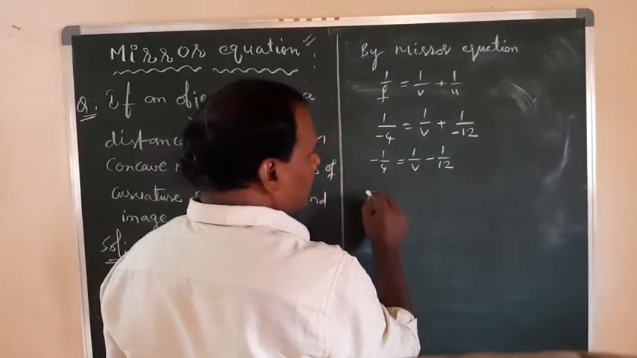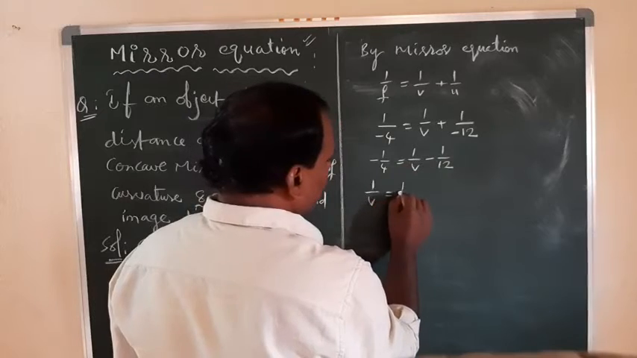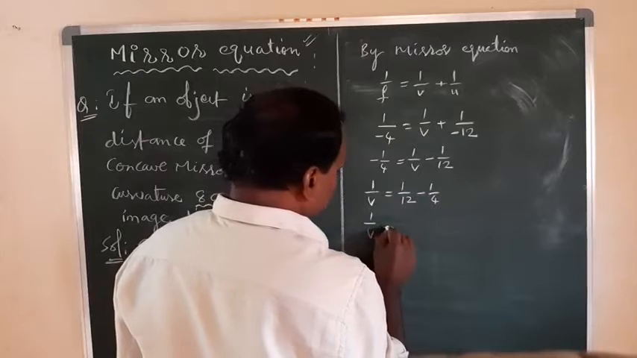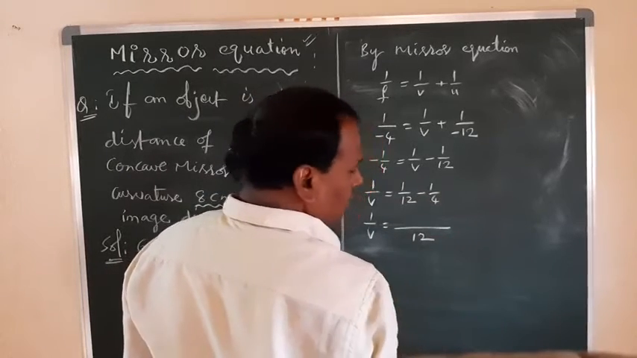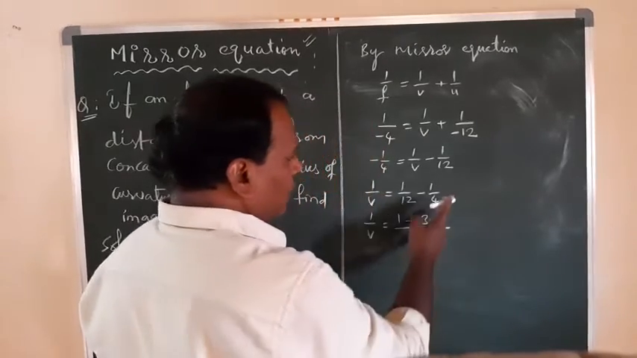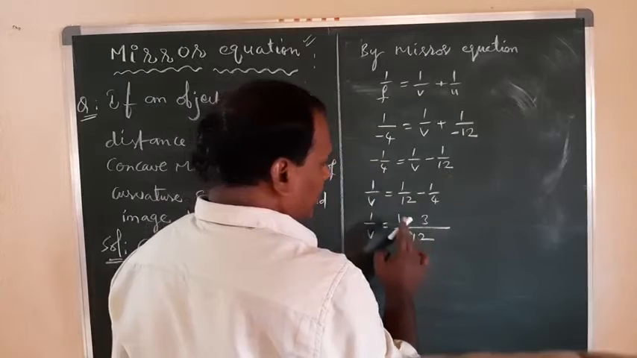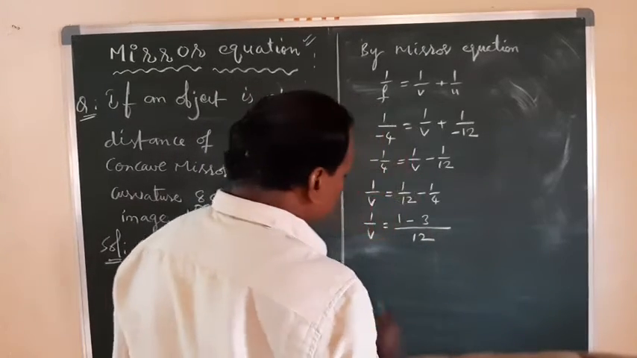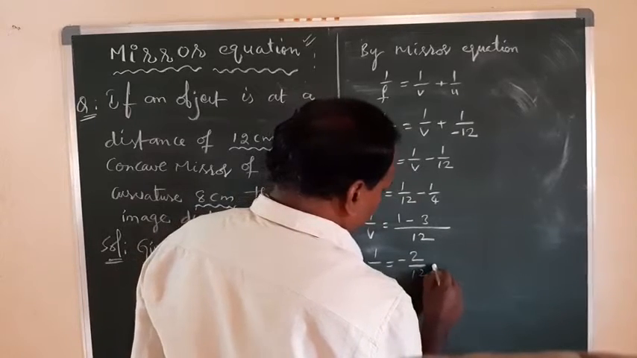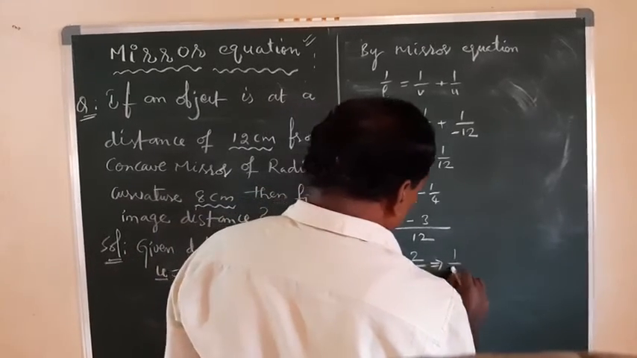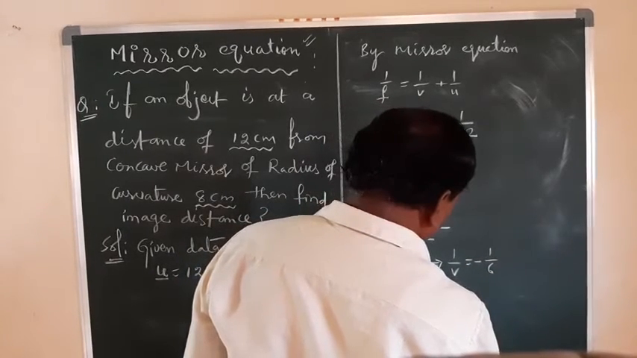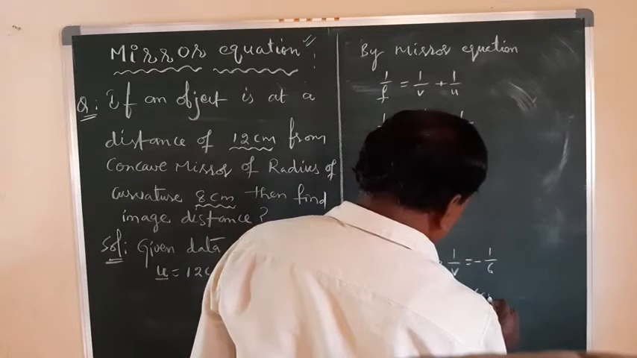So 1 by v is equal to, bring this one, 1 by v is equal to 1 by 12 minus 1 by 4, isn't it? So 1 by v is equal to, here LCM is 12, so 1 minus 3, 4 3 ja 3, 1 ja 3, okay, right? So 1 minus 3 is minus 2, so 1 by v is equal to minus 2 upon 12, which gives you 1 by v is equal to minus 1 by 6, or v is equal to minus 6 centimeter.